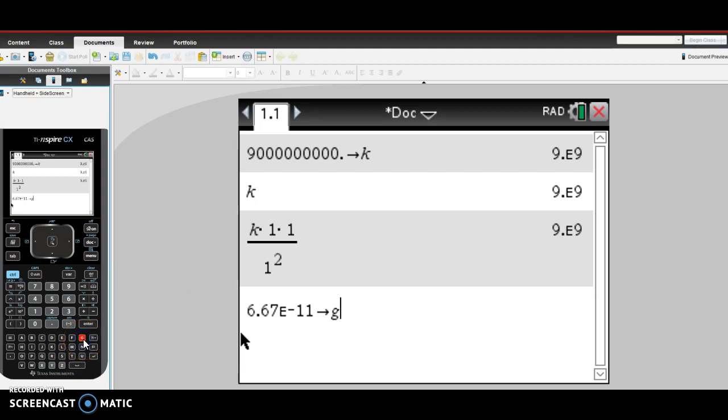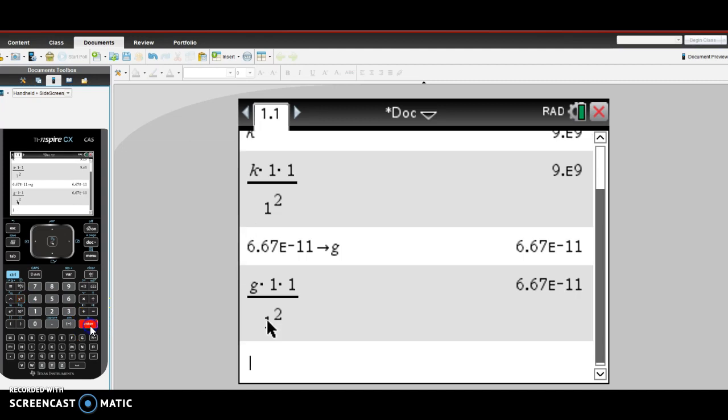K is the Coulomb constant, G is the gravitation constant. Now it should be capital G, but it just shows up as lowercase g. Press Enter. There you go. And if you want to know how much force separates two 1 kilogram objects separated by 1 meter of distance, you could plug this in, G times 1 times 1 divided by 1 meter squared between them. Press Enter and you get the answer. It's not much force. G is a tiny number.